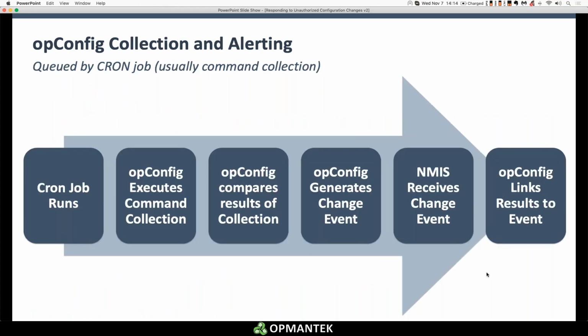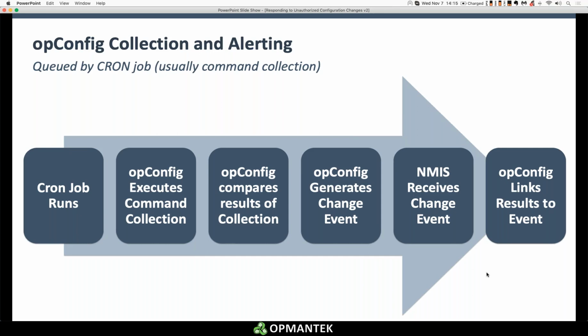So how does opConfig collection alerting work? For example, generally speaking, a cron job runs. It might be the hourly, might be the daily. opConfig executes command collections, whether that's again hourly, daily, troubleshooting, whatever. It then compares the results of the collection to the last result that was stored, and that's on a command by command basis. If it sees a change between, let's say, show running config, the one that's in storage, and the one that was just run, it'll raise an event.